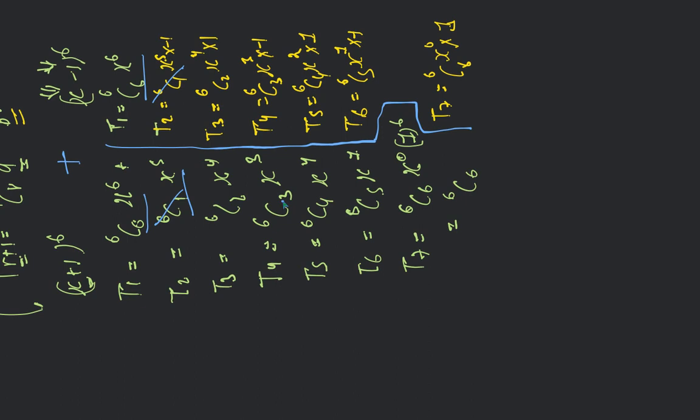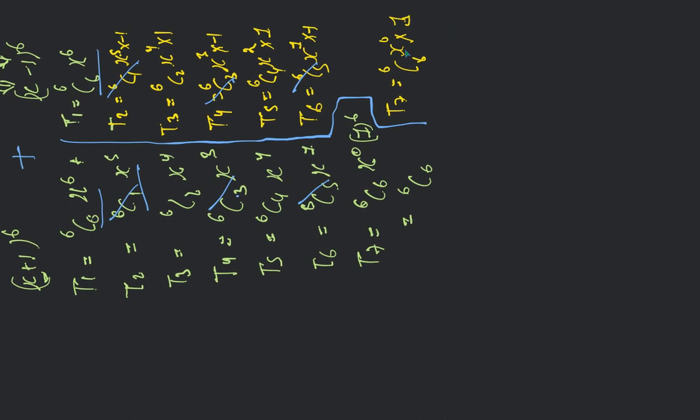Similarly, we can say that the fourth term is the negative of the next expansion, so the fourth term will get cancelled out. And similarly, the sixth term will also get cancelled out, because the sixth term which we get from the expansion of (x + 1) to the power 6, and the term which we get from the expansion of (x - 1) to the power 6, are the negative of each other. So this will also get cancelled out.